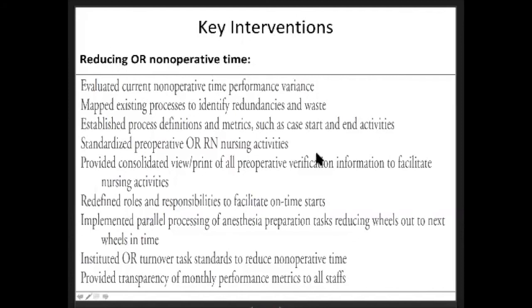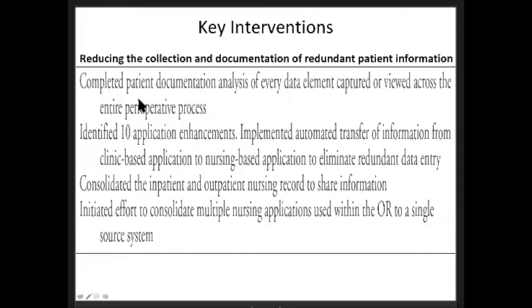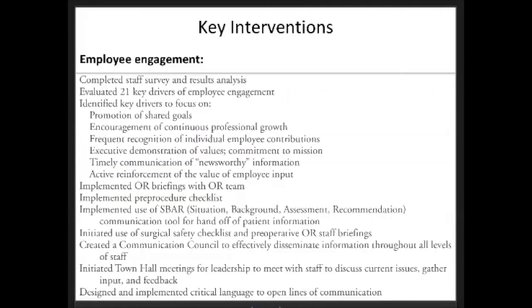Again, some key interventions included evaluating current non-operative time performance variance. Then they mapped it to look for redundancies and waste, established some process definitions, standardized the activities of the nurse working in this OR unit, and so on and so forth. Then reducing the collection and documentation of redundant patient information. Again, most of them seem like redundancies had to be removed.